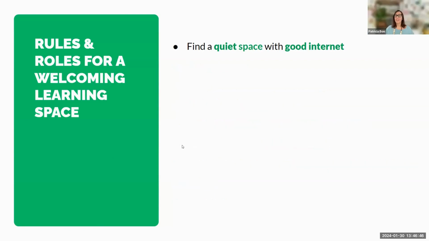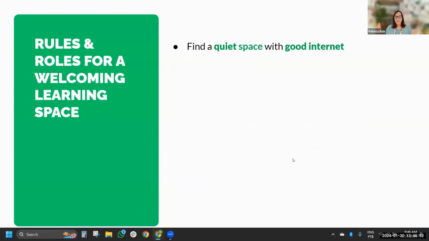Yeah. All right, so we have here some suggested rules and roles for a welcoming learning space. The first thing we wanted to suggest is, before we start the session, always try to find somewhere quiet, somewhere calm, with no distractions, and with good internet connectivity. That's really important because we already have a lot of distractions when we're on our computer, so we want to remove as many distractions as possible.